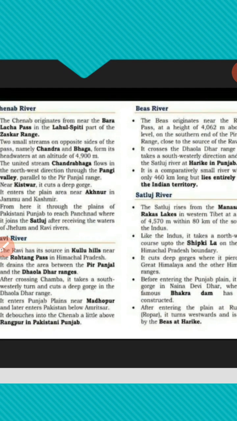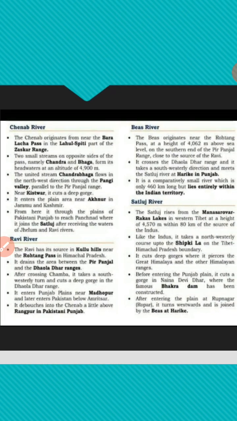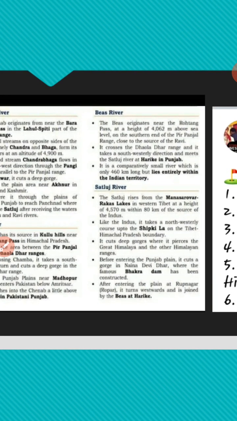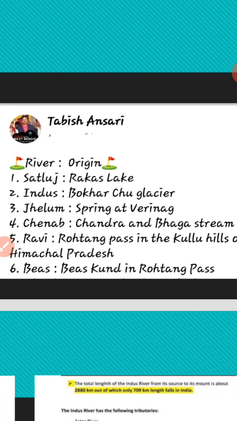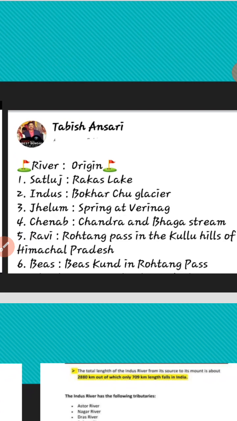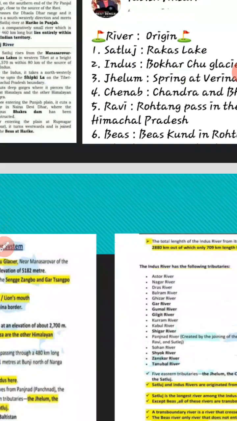Some more facts are given there about all the rivers: Chenab, Ravi, Beas, and Satluj. Now, in a gist, their origin: Satluj, Rakshastal Lake; Indus, Bokhar Chu Glacier; Jhelum, spring at Verinag; Chenab, Chandra and Bhaga streams; Ravi, Rohtang Pass in the Kulu Hills of Himachal Pradesh; Beas, Beas Kund in Rohtang Pass.